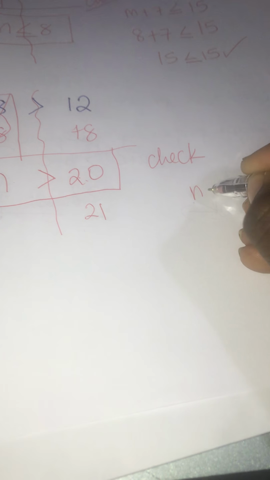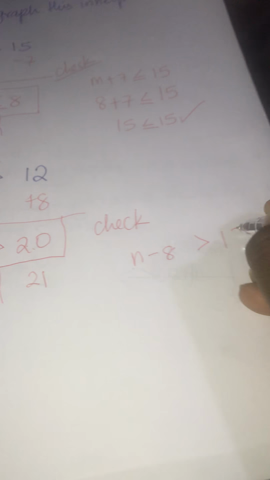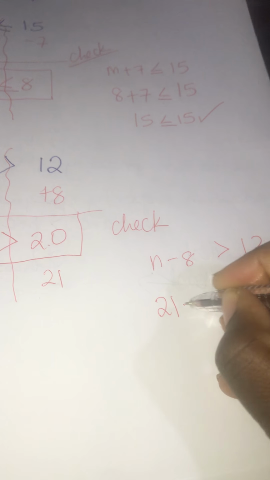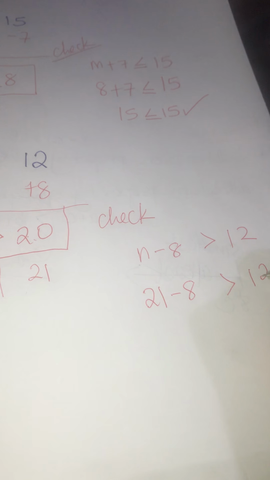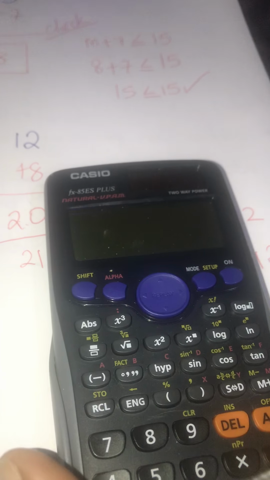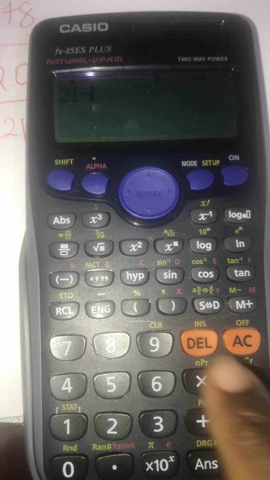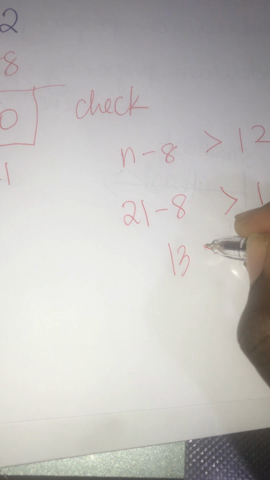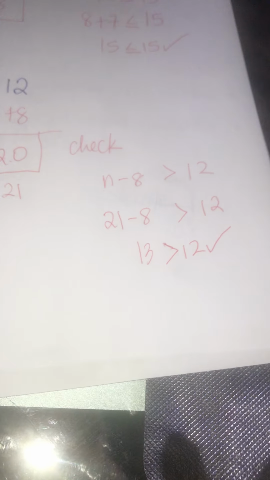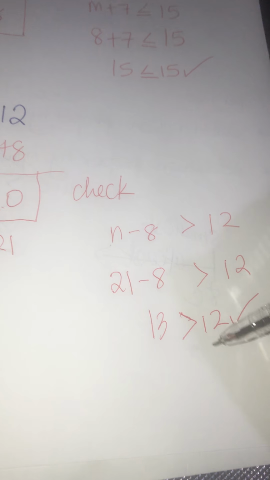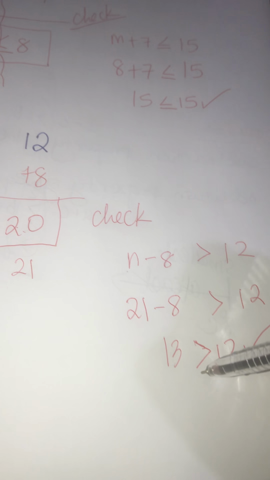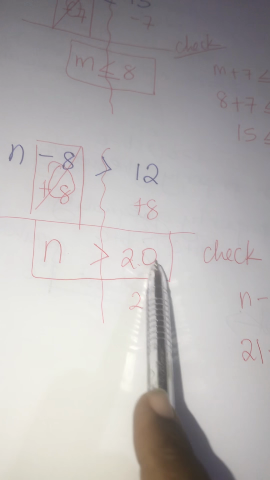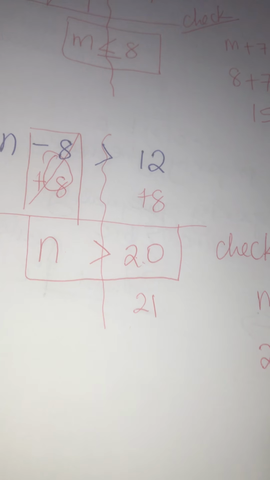So, n minus 8 is greater than 12. 21 minus 8 is greater than 12. 21 minus 8 should be 13. See? And 13 is greater than 12. So that's how I know I am correct. So 1, you have to know how to read the inequality. 2, when it comes to this one, you choose the other number, the number greater.